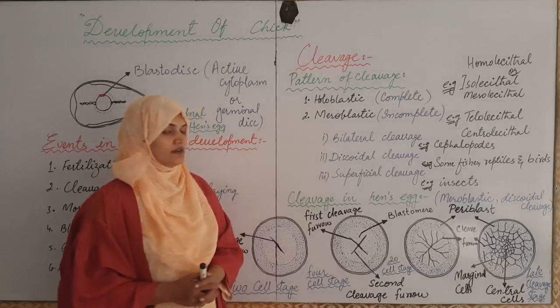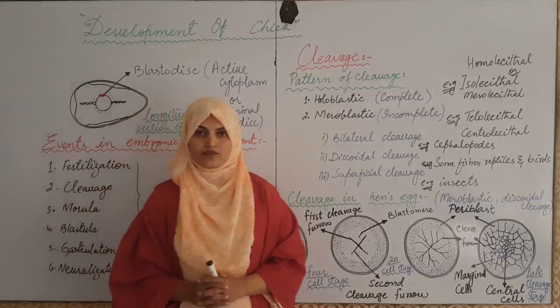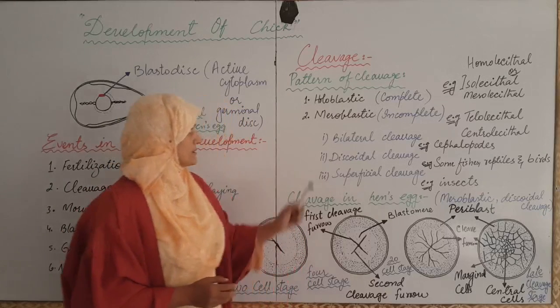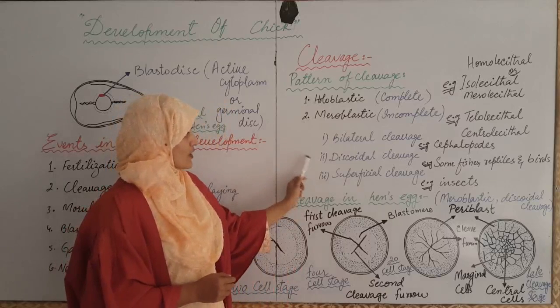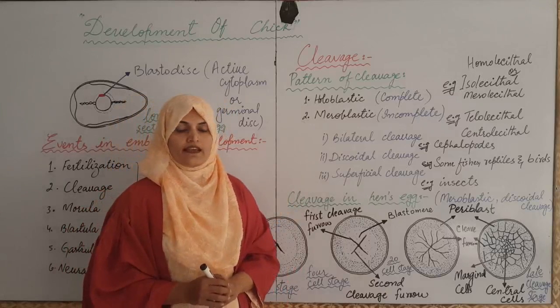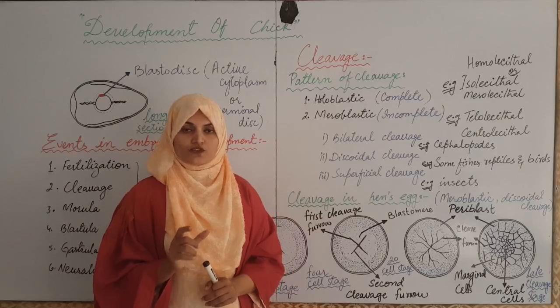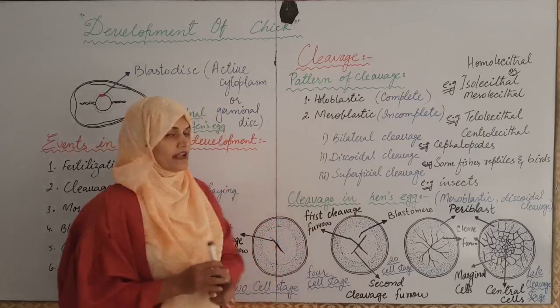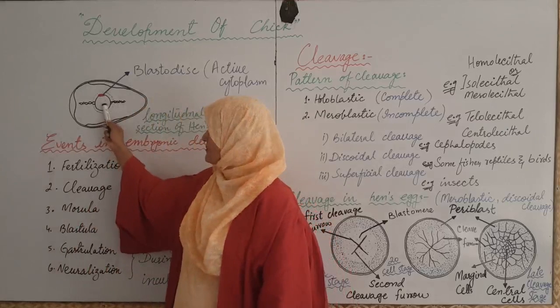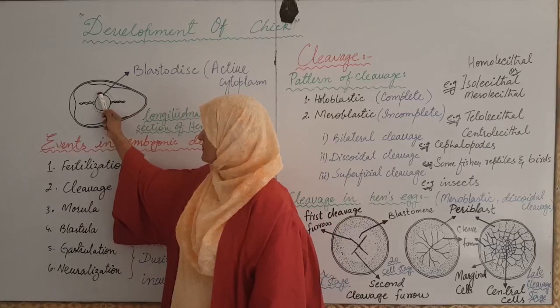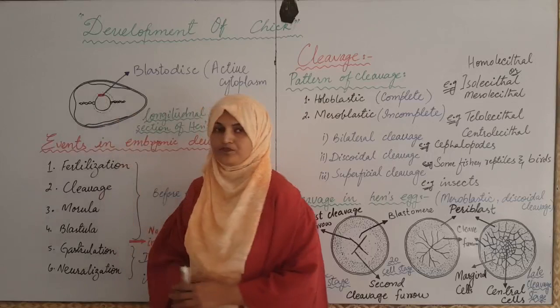So, in hen, the cleavage that takes place is meroblastic discoidal cleavage, in which cleavage takes place only in the blastodisc, while the remaining portion of the egg remains as it is.